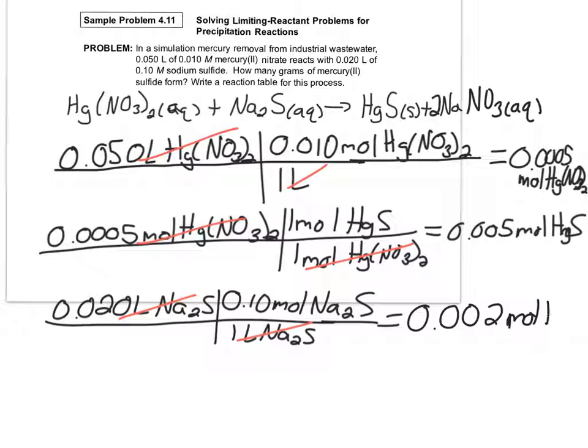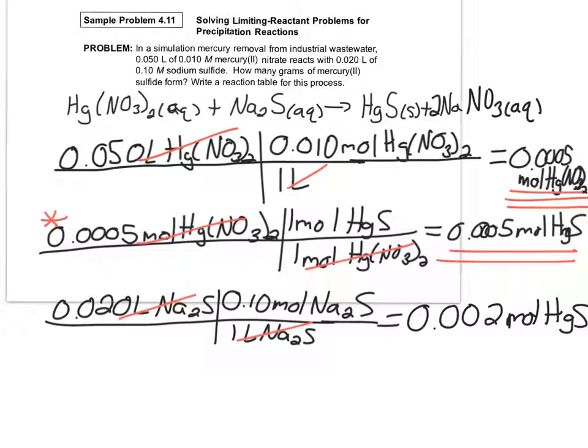moles of mercury sulfide. And I messed up here. I didn't put my extra zero, so I'm going to fix my moles up here. That's actually 0.0005 moles of mercury sulfide. So if you'll notice, this is a much smaller number here. What that means is, I'm going to put a little star right here, that my mercury nitrate is my limiting reagent, or reactant. I can only make 0.0005 mercury sulfide. I can't make 0.002 moles because I'm limited by the amount I can make based on the mercury nitrate.